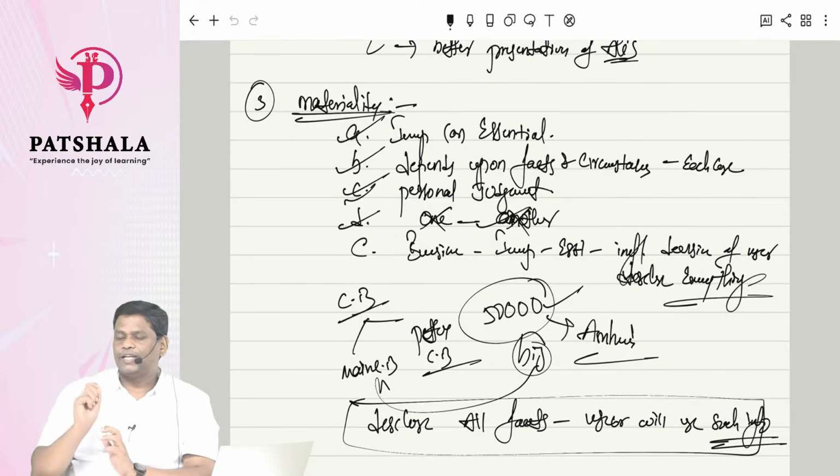Third, the term materiality is subjective in nature. It is on judgment. Common sense. Judgment, common sense. And discretion. Discretion of accountant.